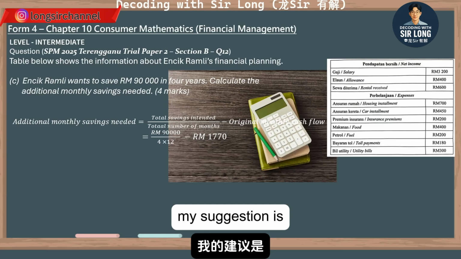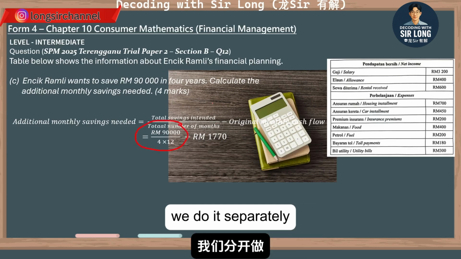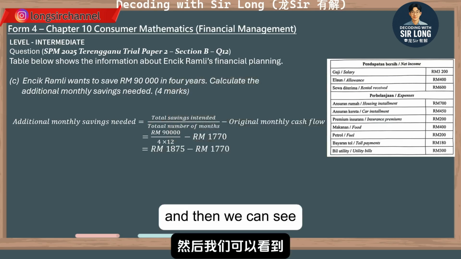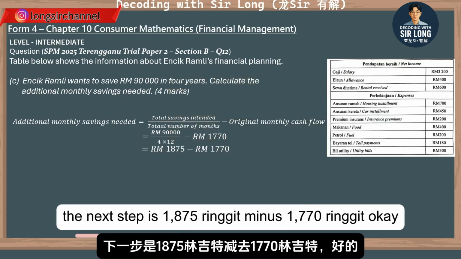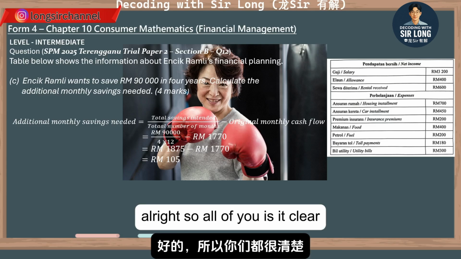My suggestion is please do the calculation on this part first. Okay, we do it separately. And then we can see the next step is 1,875 ringgit minus 1,770 ringgit. Okay, it's a simple subtraction. The answer is 105 ringgit. Alright, so all of you, is it clear?